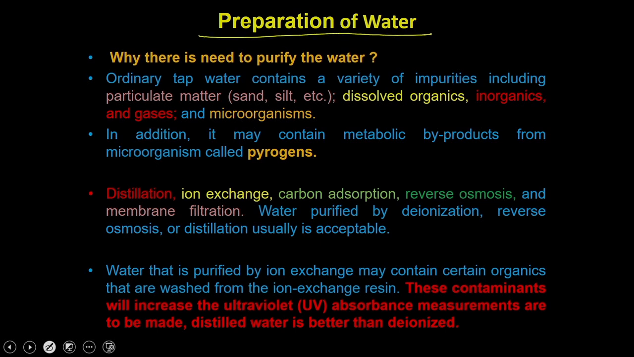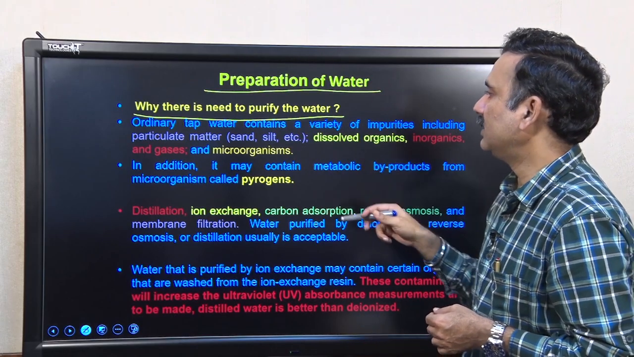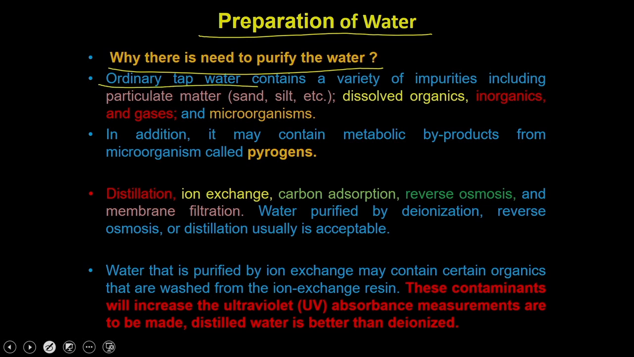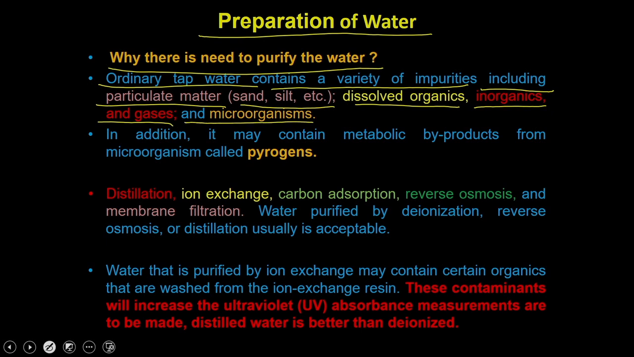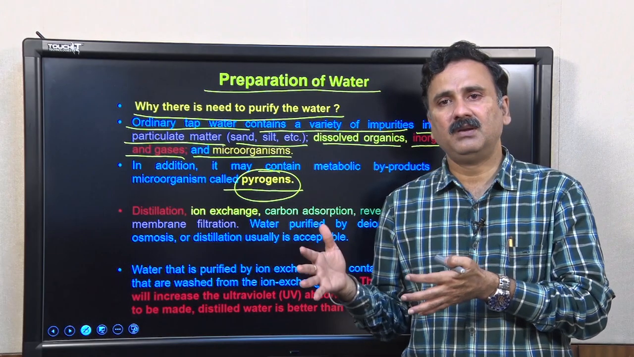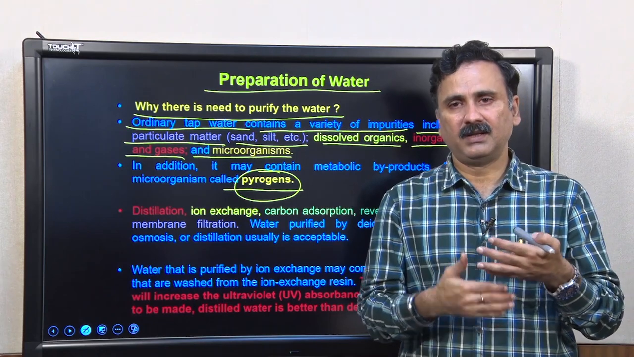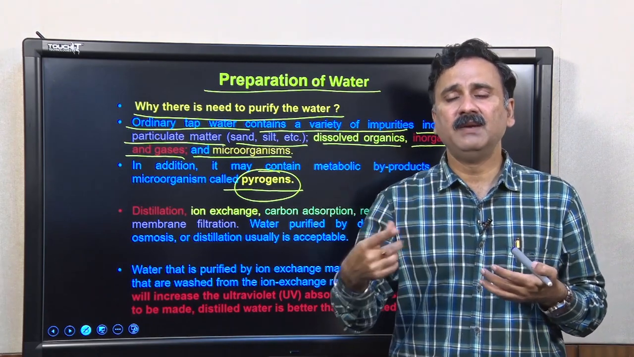Then you have to prepare the water. Why is there a need to prepare purified water? Because ordinary tap water, which comes to our homes after simple purification steps, contains a number of impurities, like particulate matter such as sand and silt. Then it has dissolved organics, ionic material and gases, and ultimately it also contains microorganisms. In addition to that, it also contains pyrogens. Pyrogens are the metabolic byproducts or waste produced by bacteria or other kinds of microorganisms, and these pyrogens are very problematic.